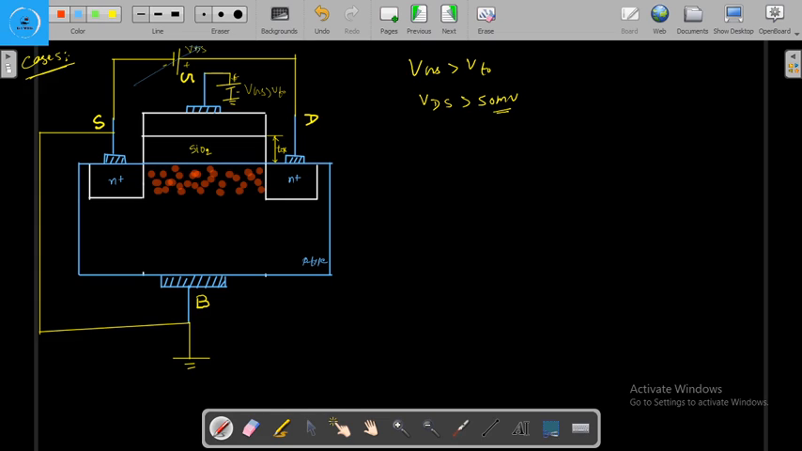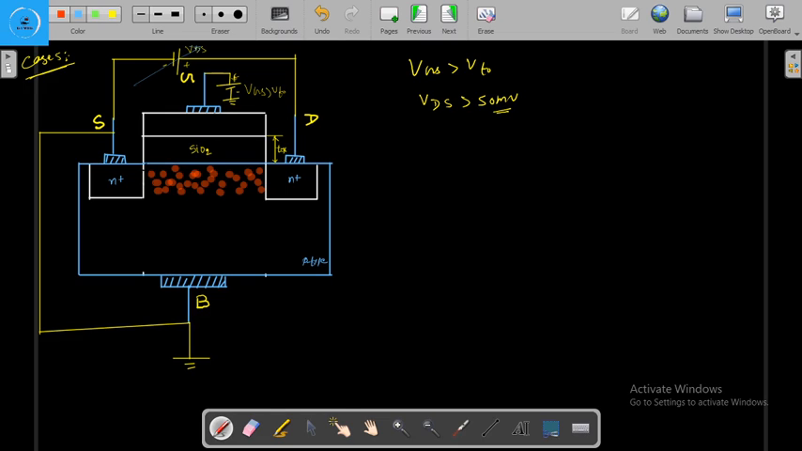Now when we are increasing the drain voltage by a large amount, listen to me carefully here, the voltage between the gate and the channel is not equal as we move from source to drain. Means when we are increasing the drain voltage, the voltage between the gate and the channel is decreasing as we move from source to drain.